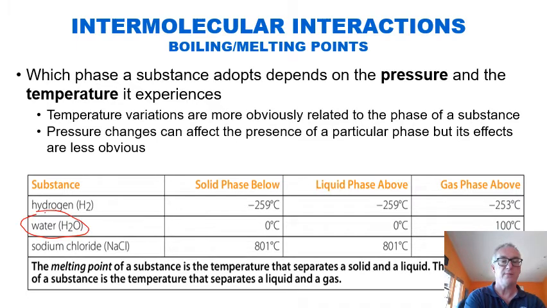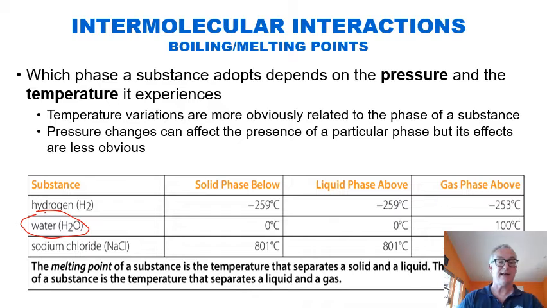Water, being the classic example, we know that it freezes at 0 degrees Celsius, and it turns into a gas above 100. Above 0, it goes from a solid to a liquid, and then at 100 degrees, it goes from a liquid to a gas. That indicates the amount of energy needed to be put into boiling water.